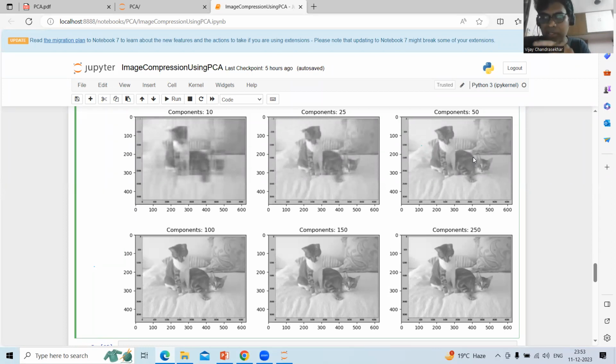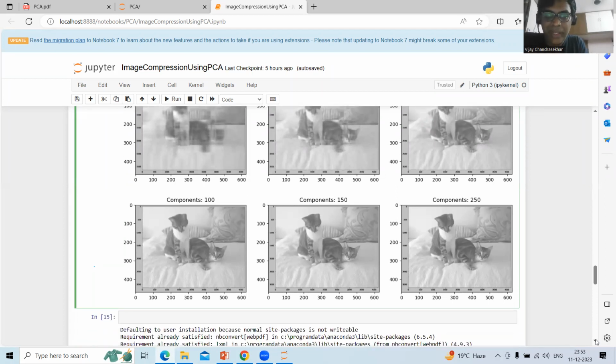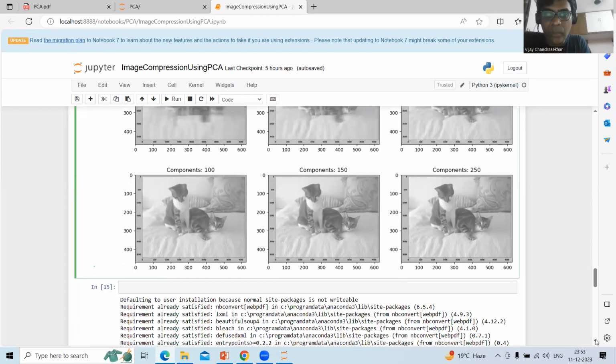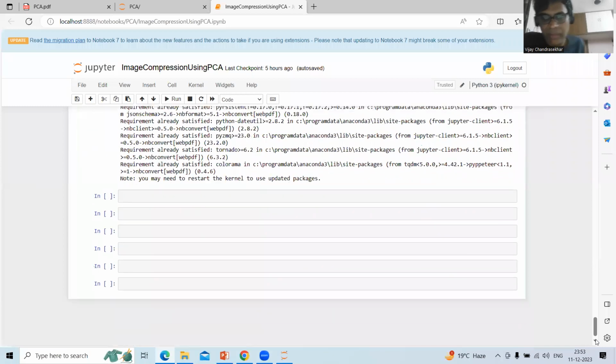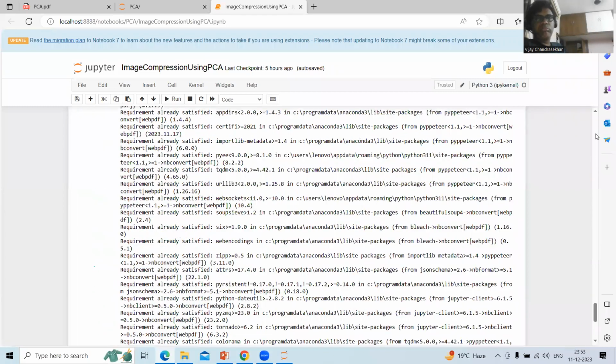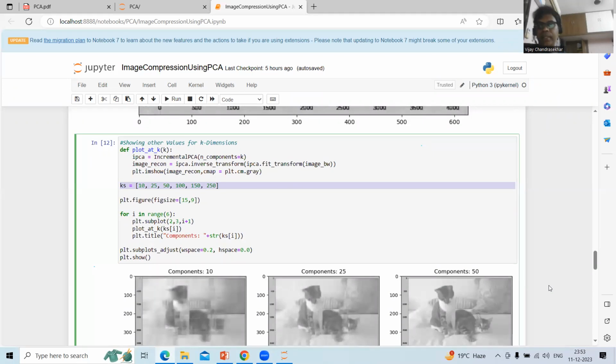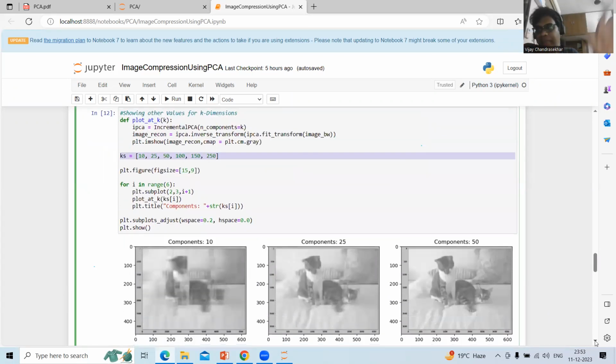That's very important, because the objective of these images is for people to see. Beyond a point, our eyes cannot discern between the one where the components is 100 and the one where the components is 250. So essentially, you would probably choose to stop at maybe 50, or worst case 100, and then that image is your compressed image.